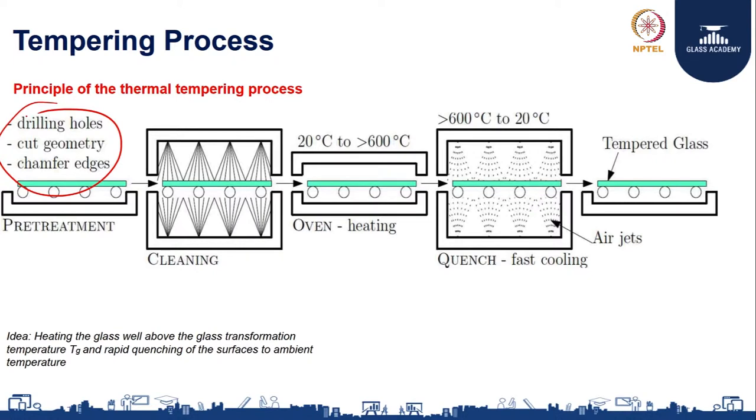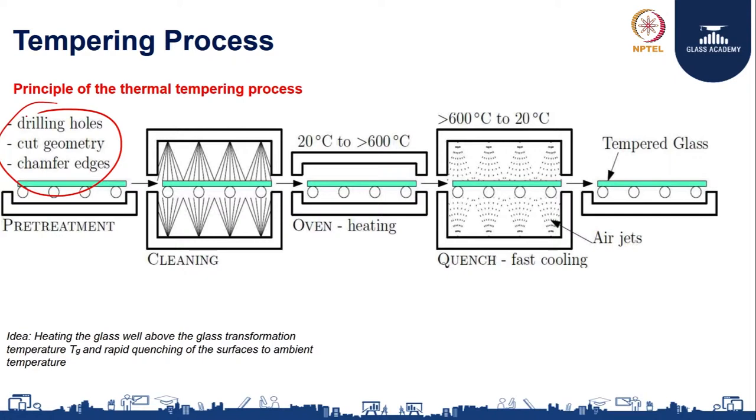The clear idea here is that the heating of glass has to be well above the glass transition temperature and it should be rapidly cooled. So, the heating of glass has to be above the glass transition temperature and it has to be rapidly cooled to ambient temperature. When you say rapidly cooled, the normal quench time is only 7% of the heating time.